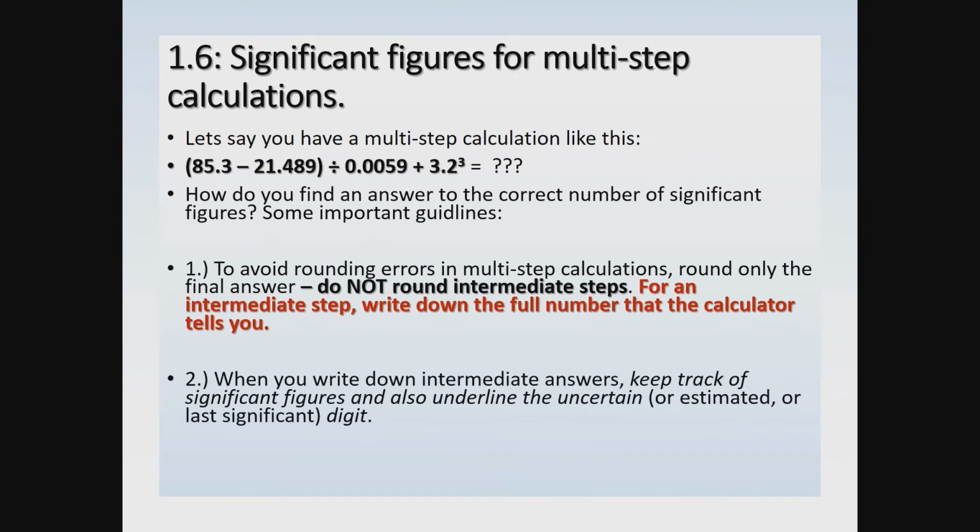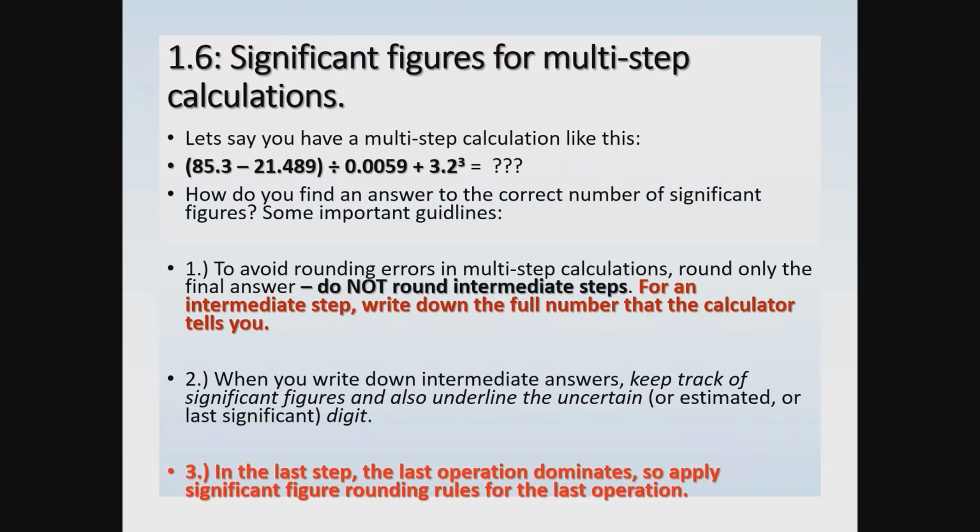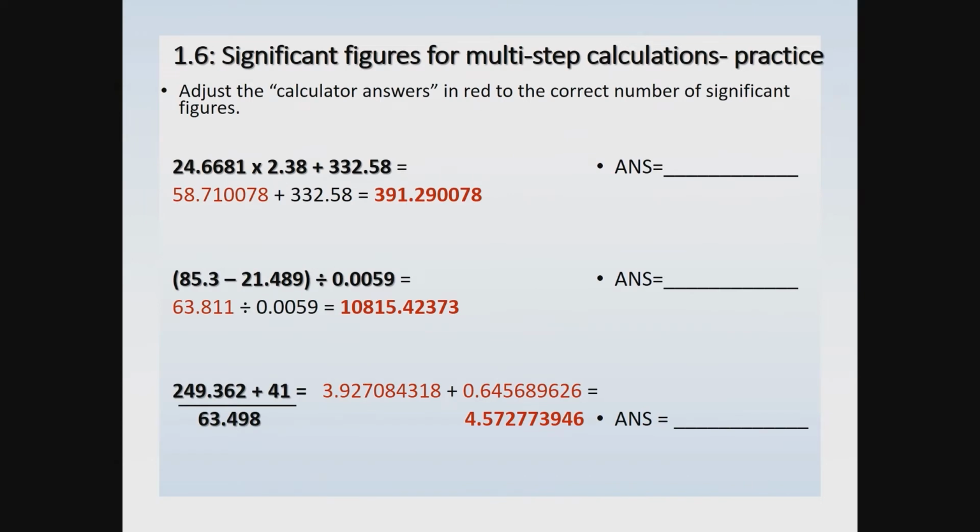The next guideline which is useful is when you write down intermediate answers, keep track of significant figures and also underline the uncertain digit. And then finally, when you get to the last operation in the last step, that operation, rather than other operations which you may have previously done, dominates. So in the last step, you have a final operation. You use those rules for significant figures that you learned earlier and use them for that operation.